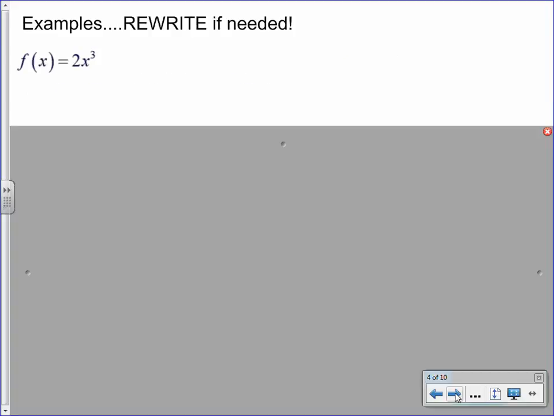Rewrite if needed. Good job. Okay, why did I say rewrite if needed? If it does not look like x to a power, rewrite it to x to the power so we can use the power rule. Okay, so our derivative would be what? 6x squared. The 3 comes down to multiply with the 2, and x is 1 power less.